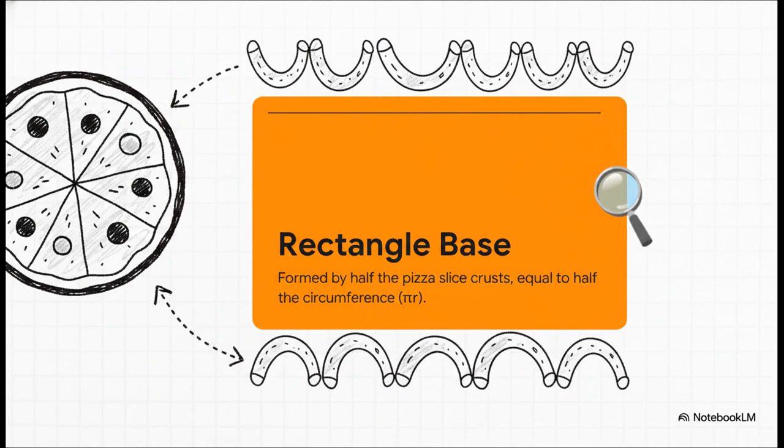Now for the base. Since the full circumference of a circle is 2 pi r, half of it ends up forming the bottom base, leaving us with a base of exactly pi r. Let's trace it out. Remember the crusts of our pizza slices? When we interlock them, half of those curved crusts pointed up, forming the top of our rectangle, and the other half pointed down, forming the bottom. We know the total distance around the whole circle, the circumference, is 2 times pi times the radius. So the bottom edge of our rectangle, which is only made up of half of those crusts, has to be exactly half of the total circumference. Half of 2 pi r? That leaves us with a bottom base measuring simply pi times r.